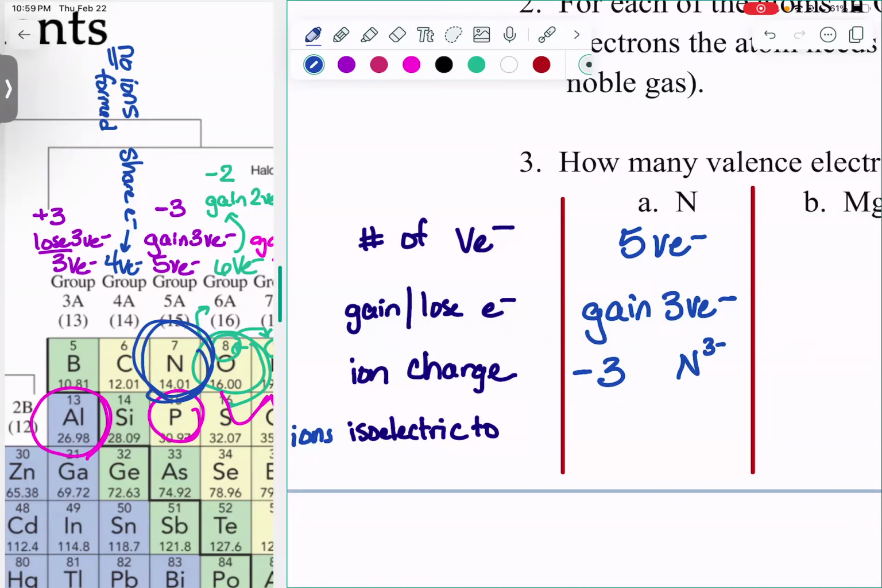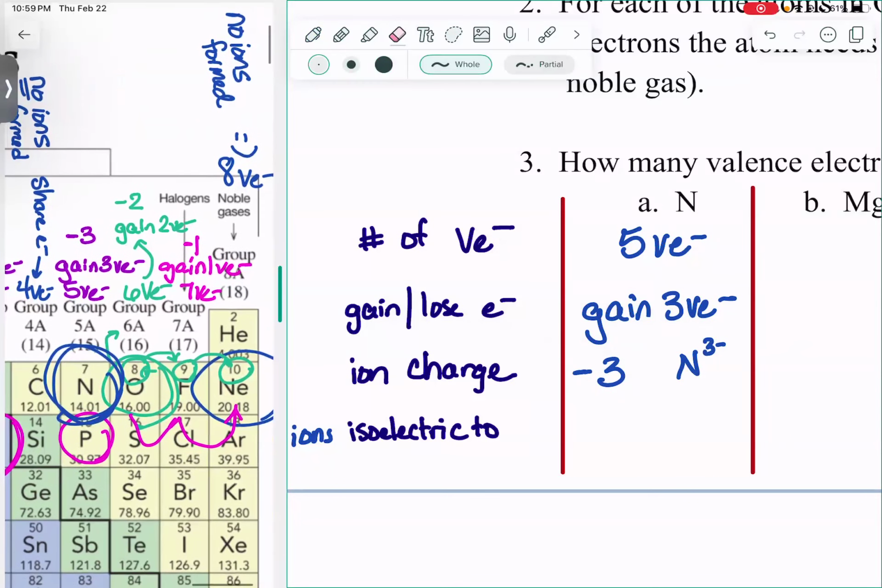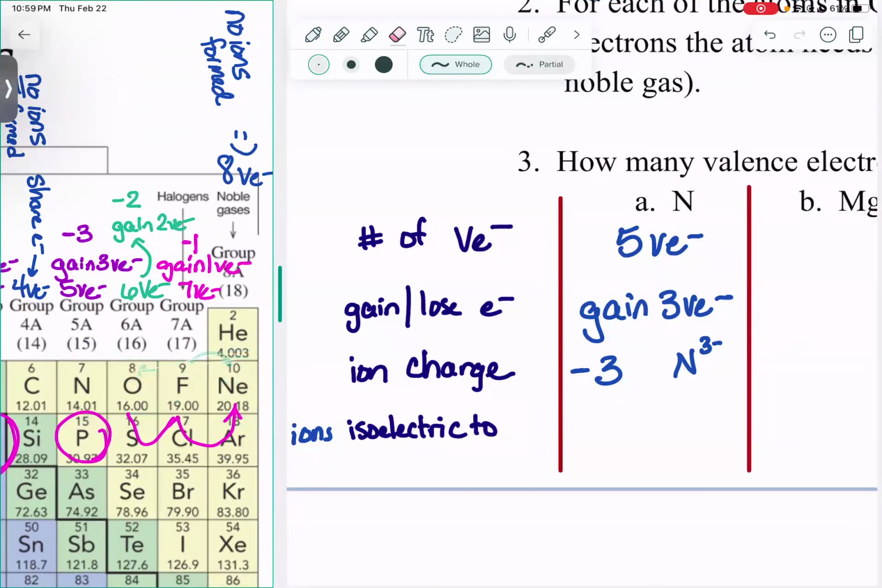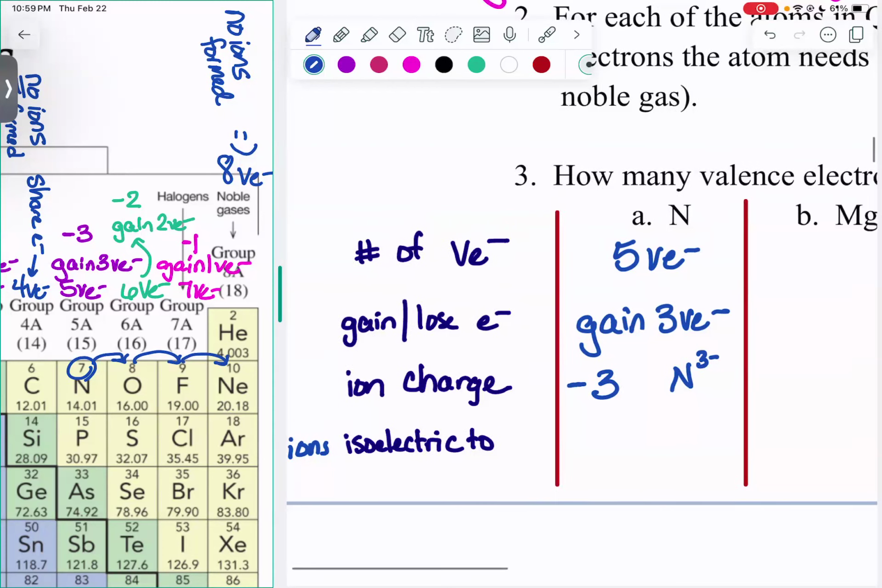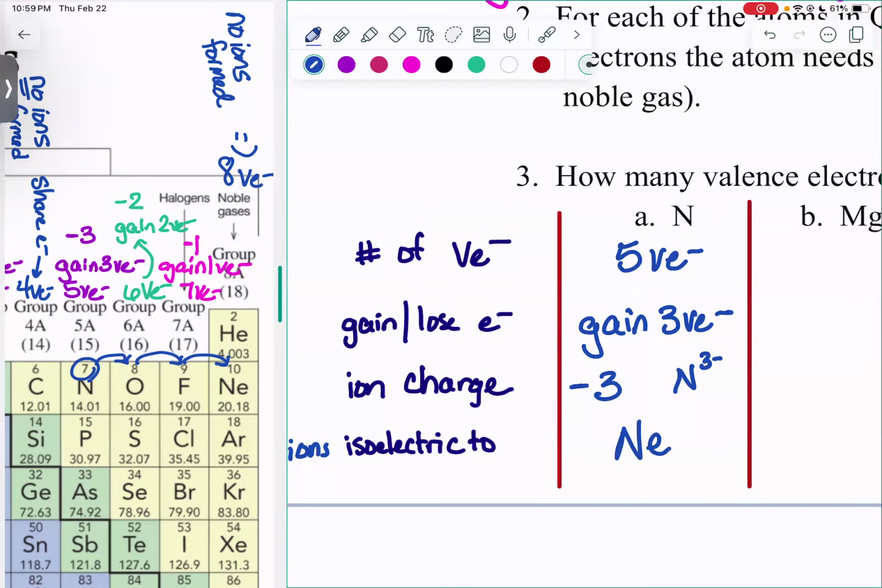So who is it isoelectronic to? Well, let's kind of clean this up a little bit. Gotta clean it up often, huh? Okay. So if I am nitrogen, I have 7 electrons. I'm going to gain 3. I'm going to go 1, 2, 3. Who am I isoelectronic to? I am isoelectronic to neon.